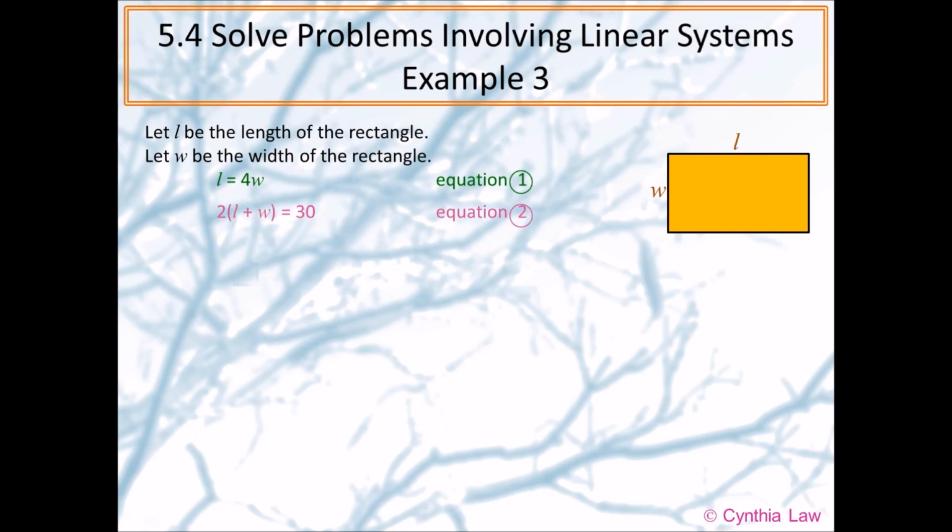Second equation, I have 2 multiplied by (the length plus width) equals the perimeter, which is 30. So instead of using the formula the way we saw a few slides ago, instead of writing 30 equals 2(L plus W), I want my variables to be at the left-hand side. So I switch the order of the two sides.